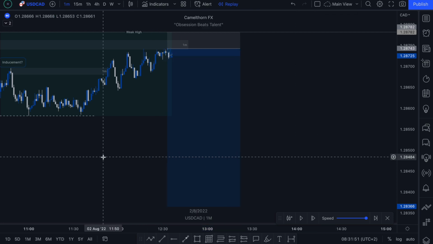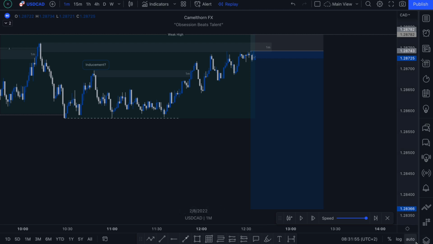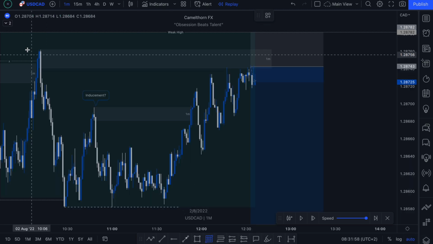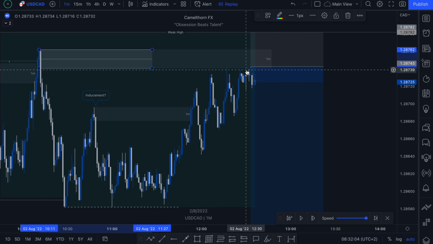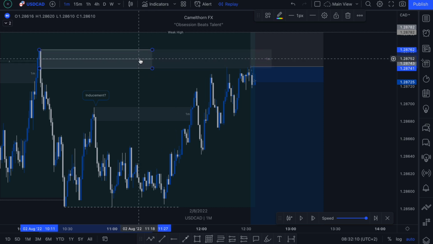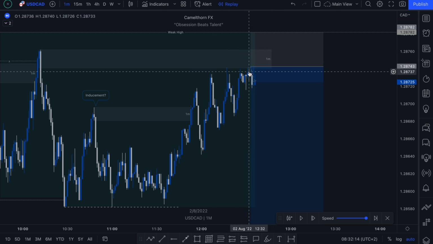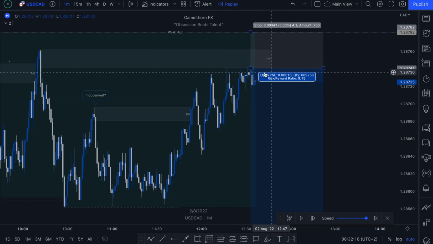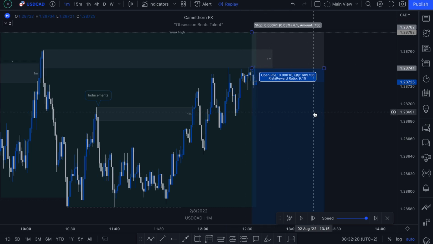Now, understand that you also need to backtest and see whether or not you are the type of trader that would look to play the midpoint of a zone, or whether you'd look to play the open of a zone, right? In this particular scenario, we're playing the open of the zone. So you can see the price action has now tapped in to our zone. We have been triggered into the trade.